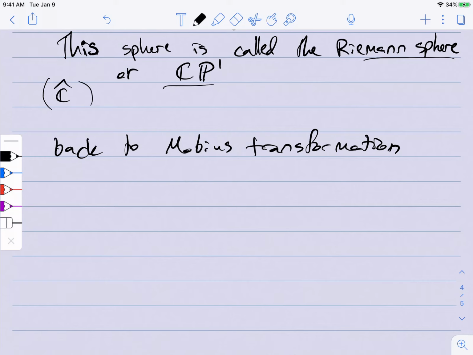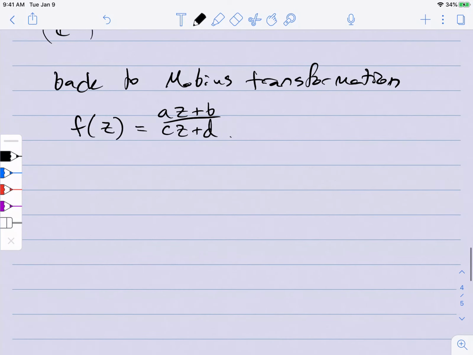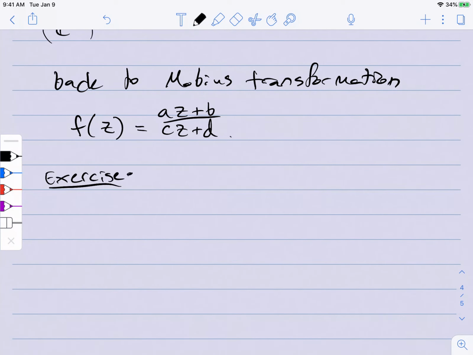So let me just write out a general Mobius transformation here. An exercise for you to check is that we have the following limits. If I look at the limit of f of z, so where is this function not defined? Remember, it's not defined at negative d over c.